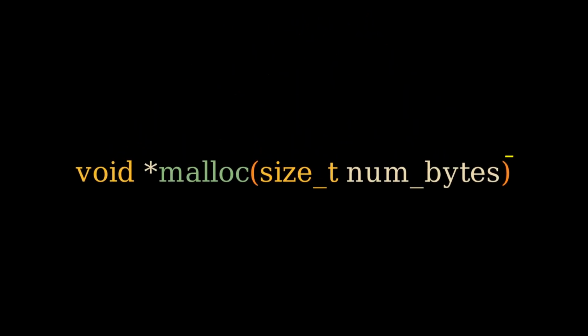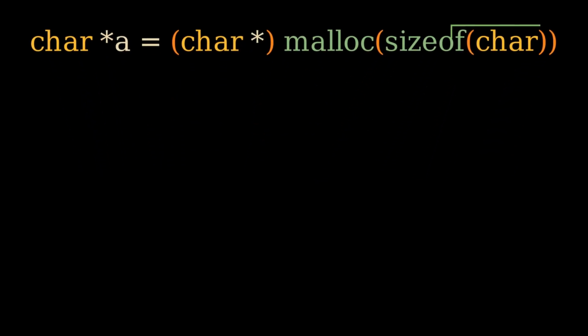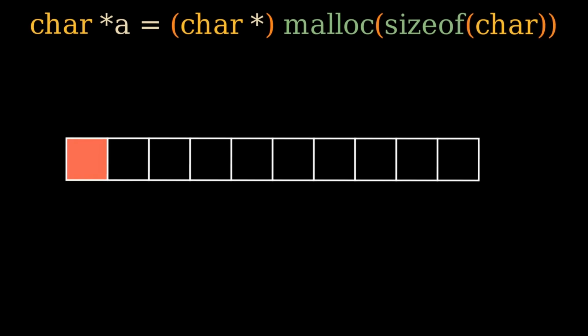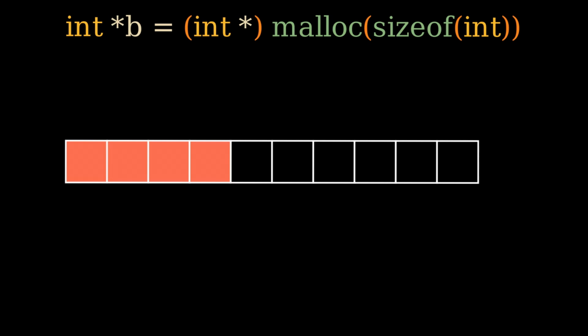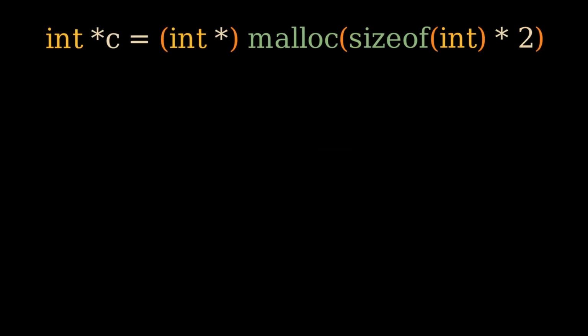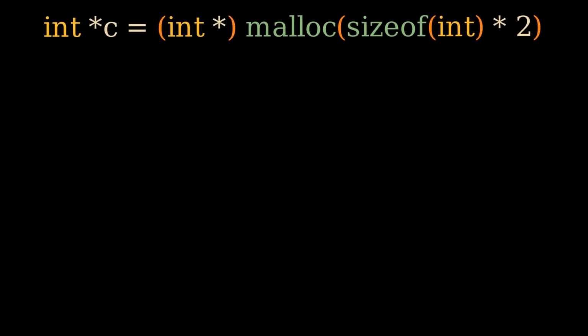malloc takes in the number of bytes and allocates that many bytes in memory. If you cast malloc to char and pass in sizeof char, a points to a whole byte in memory. We can do the same thing with int, which allocates a whole 4 bytes. This can only fit 1 integer. We can multiply the result of the sizeof operation to allocate space for more numbers. Here, we make space for 2 integers. Make sure to free the pointers, or else.